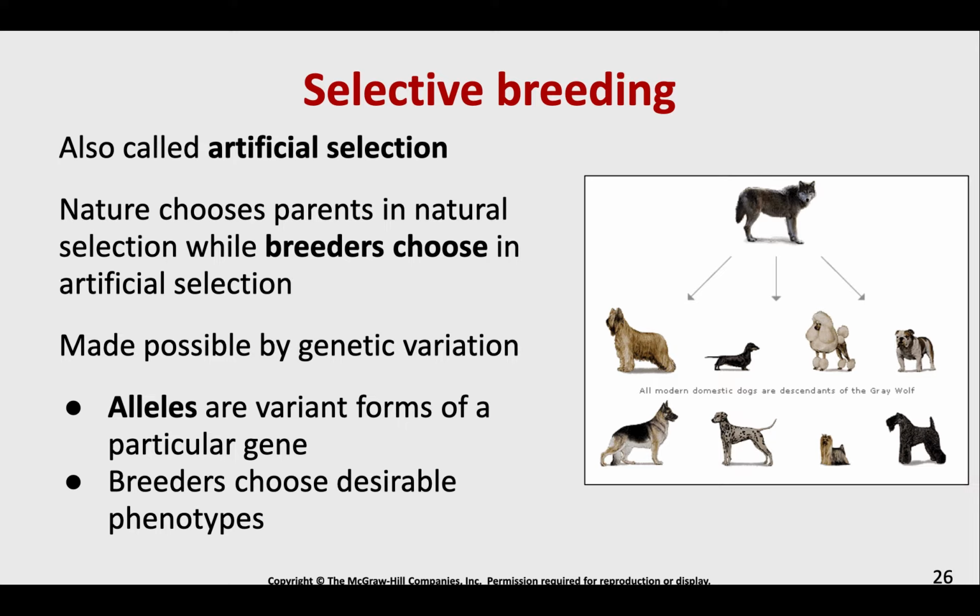So dogs, great example. They all descended from the wolf, but over time, individuals found different traits desirable, and they selected specifically for those traits. It's made possible by having genetic variation, by having those alleles that have these variants of a gene that we can select for.